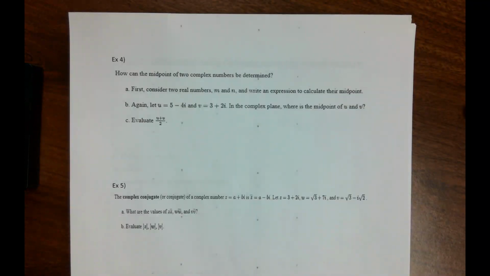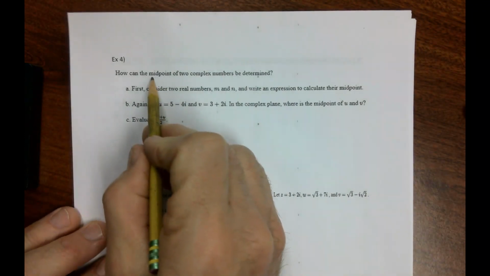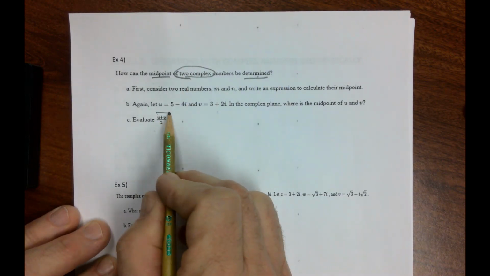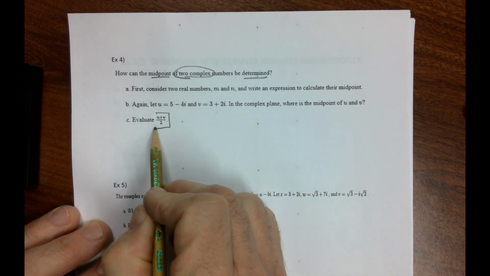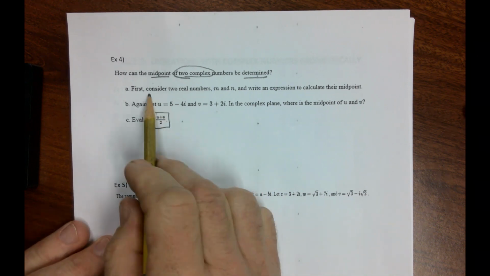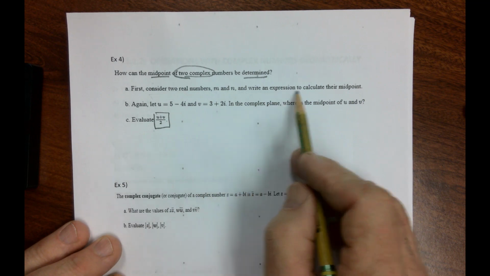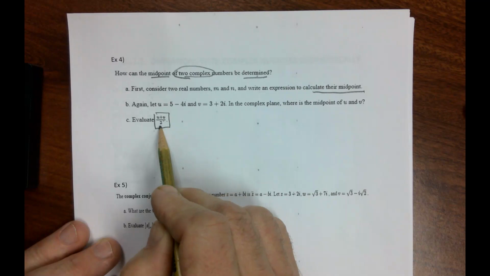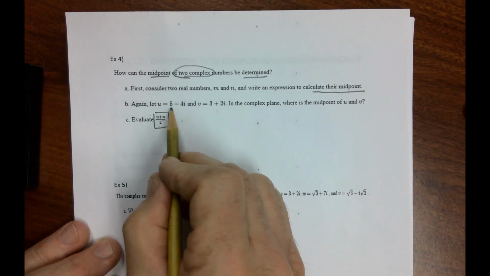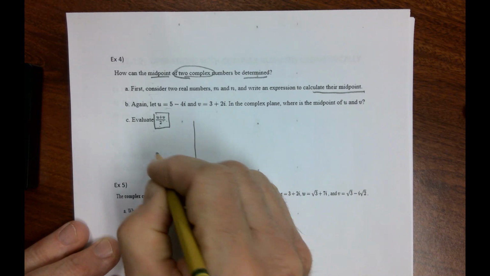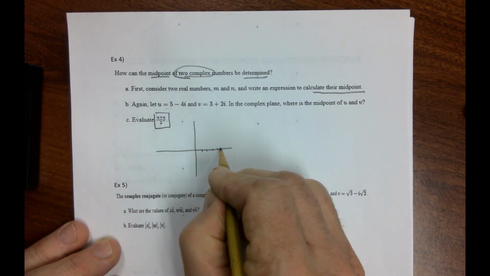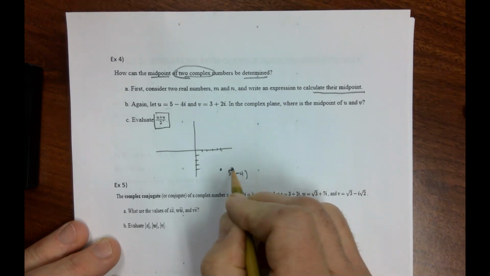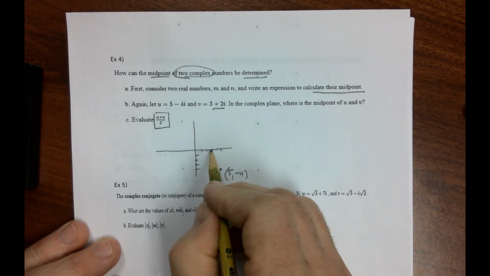All right, example 4. How can the midpoint of two complex numbers be determined? Well, here's the formula right here. So we're just going to kind of get after it. Consider real numbers m and n. Write an expression to calculate their midpoint. Well, it's right here. That would just be m plus n divided by 2. Let's apply it to this problem. If u is 5 minus 4i, let's take a little picture. 1, 2, 3, 4, 5. 1, 2, 3, 4. 5, negative 4. And this is 3 plus 2i. 3.